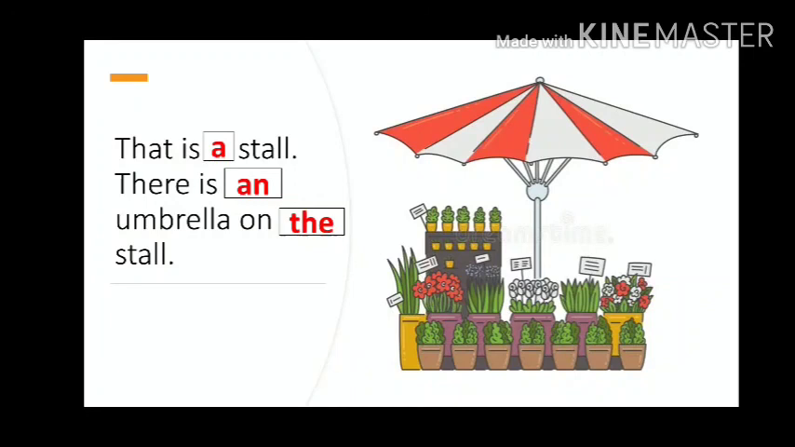So, articles a and an are used for a singular noun, and we use the for something specific, or we use the for the same noun for the second time. That is about the particular thing. So students, we have learnt about the use of a, an and the. Now let's revise the topic.